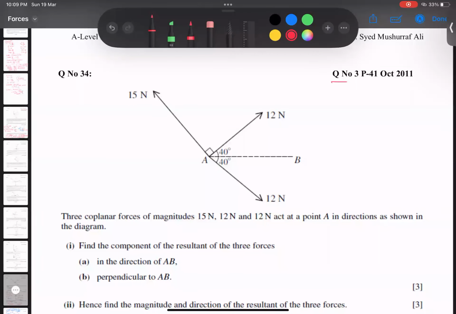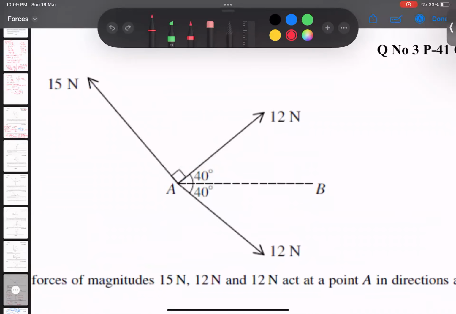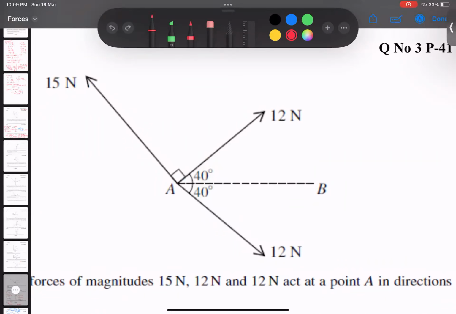Yes, this is October 2011 variant 41, question number 3, and how to solve this kind of question. First of all, job number 1, I will make the x and y axes compulsory, and then check it. This is the force 12, and 40 is the angle. This is not a hard job to do.